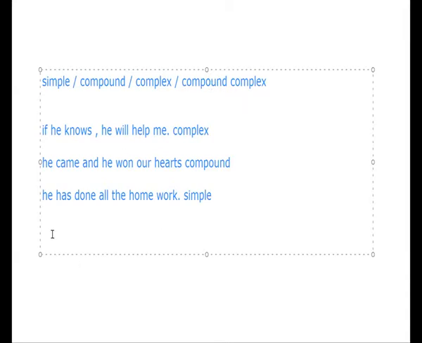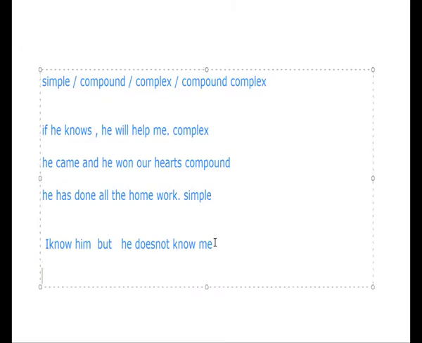Okay. Now I'm talking about compound complex. Look at these two sentences. I know him is one sentence. The second sentence is he doesn't know me. Sentence number one, sentence number two. I want to make it one sentence. So simply I will add these two sentences with and. Sorry, here it takes but. It is a contrast idea, so I need to use but. I know him, but he doesn't know me. This is a compound sentence. Now, what is a complex sentence?